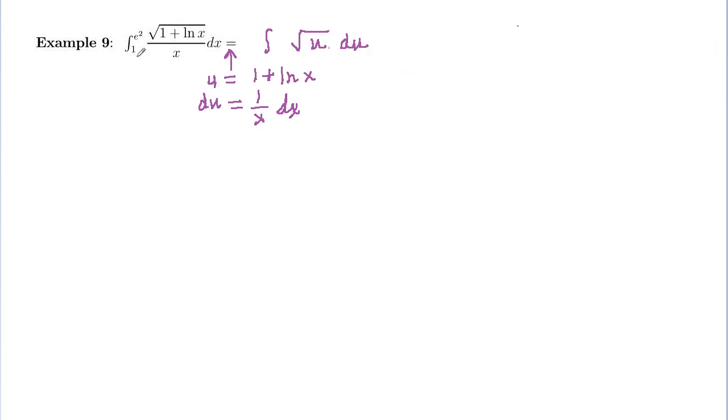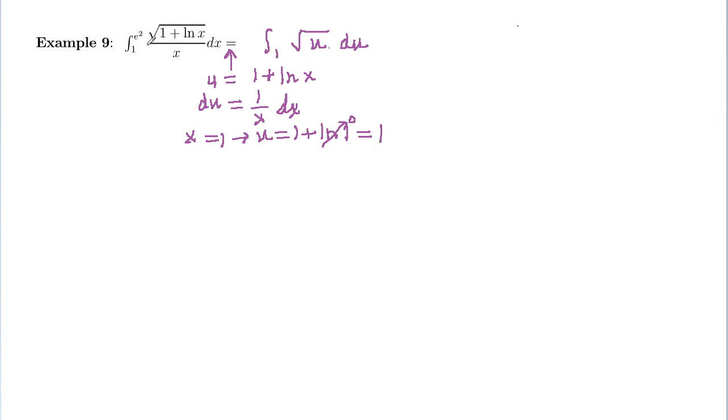And then the other thing we need to do is change our limits of integration from x's to u values. So if x is equal to 1, then our u is going to be 1 plus ln of 1, right? Take that x equal 1 and plug it in here. And ln of 1 is 0, so this is 1 plus 0, which is 1. So that is a 1 there.